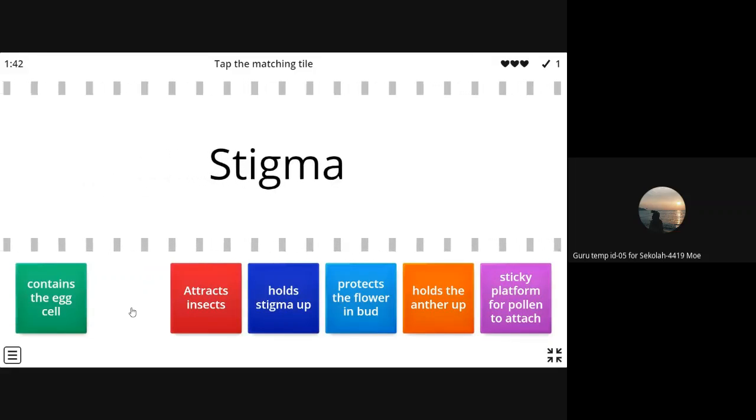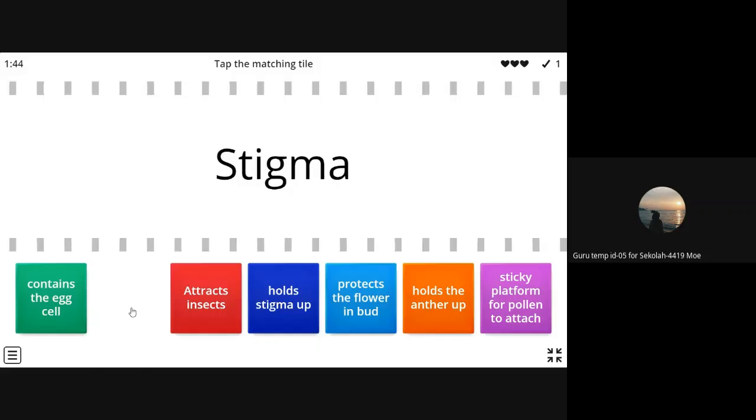Okay, next one. Stigma. Okay, stigma, maybe Jitika. Can you tell me the answer?